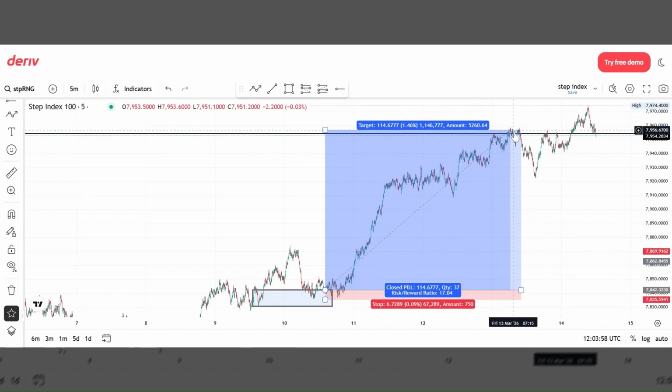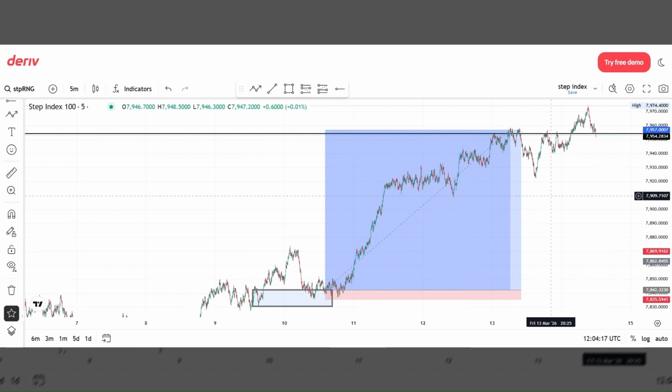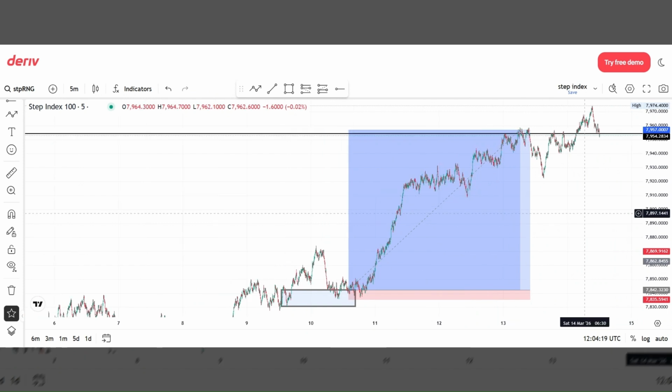If you are risking $10,000, how much should you be making? Comment in the comment section. Let's say you are risking $10,000 on this trade. How much will you be making? 1 is to 17. I want to hear it in the comment section, guys. So that is it, step by step, what I do.